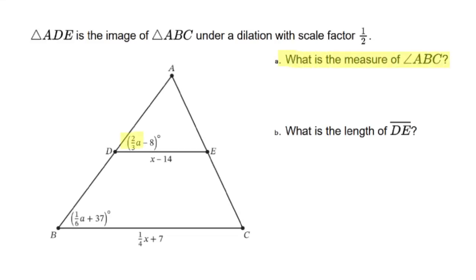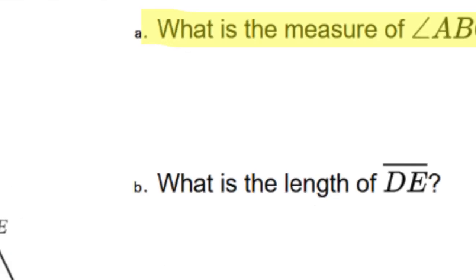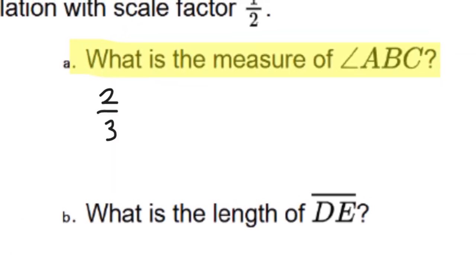All right, this is a multi-step problem. It is asking two things. What is the measure of angle ABC? Well, if you notice, because these are similar triangles, ADE and ABC are actually congruent to each other. So we're going to set them equal.